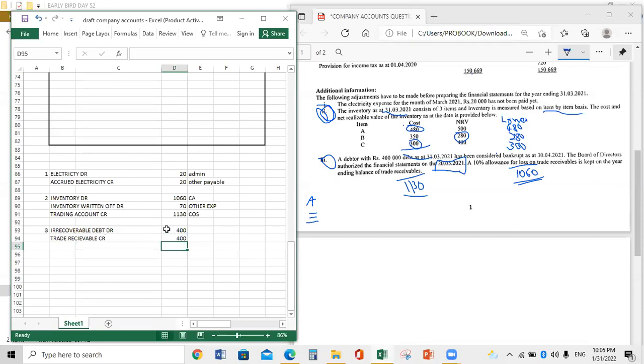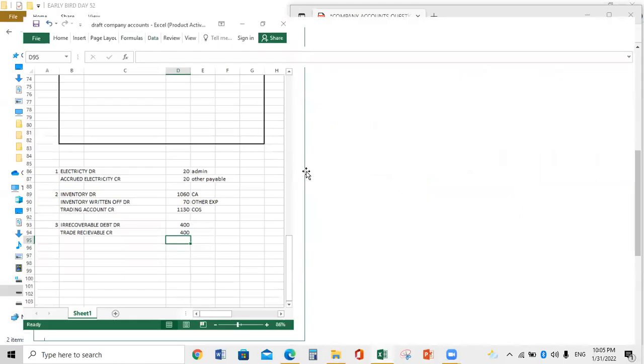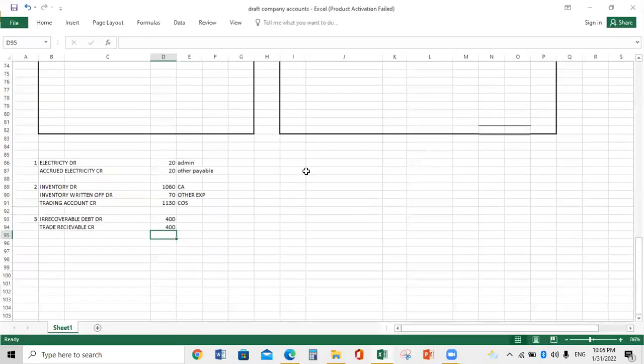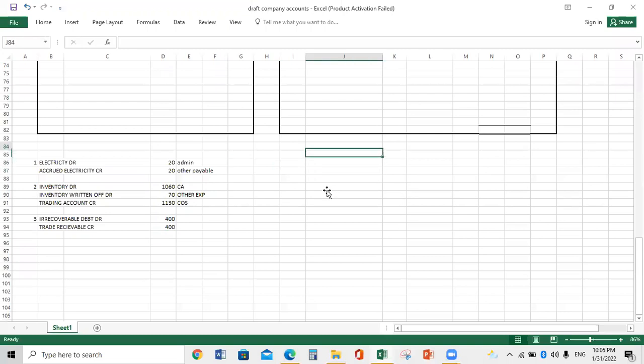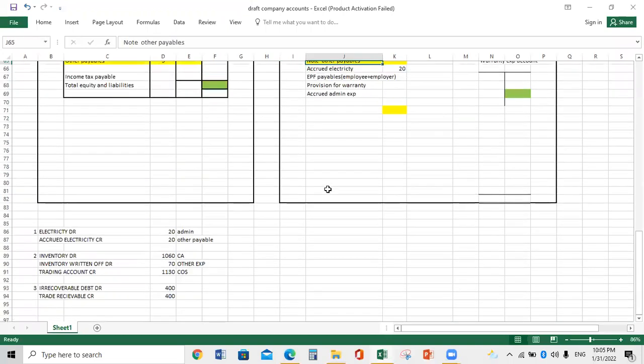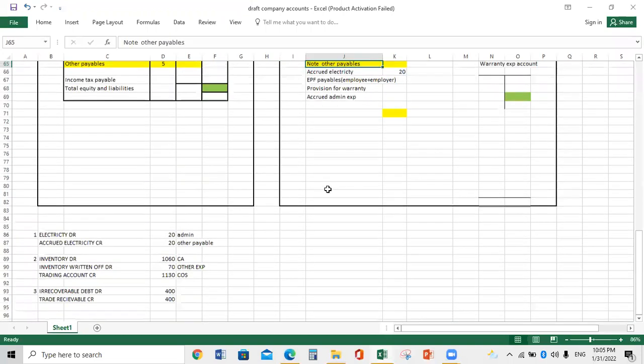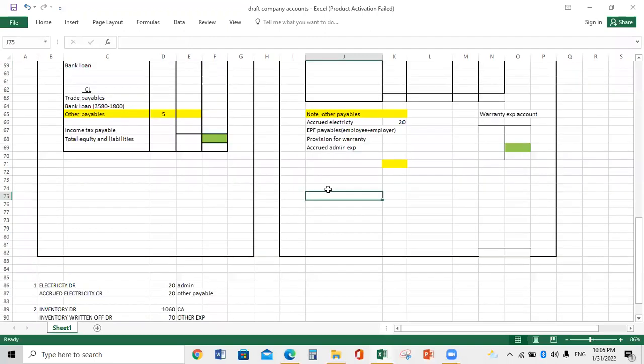So guys, when it comes to the trade receivable, you have to write a note for trade receivable. So that will be note number how much? PPE is note number 4, lease is note number 5. So trade receivable will be note number 6. Okay, note number 6. So I'll put here note 6, trade receivable.